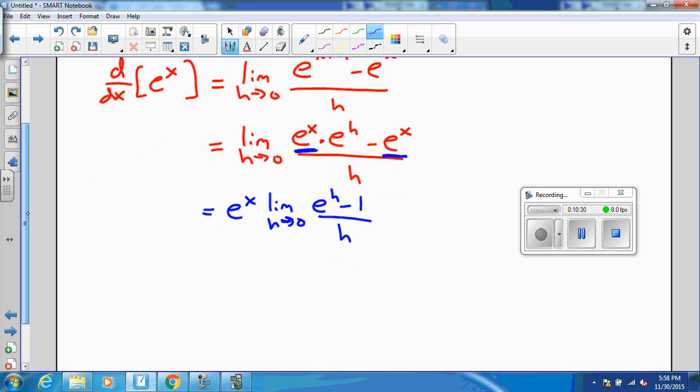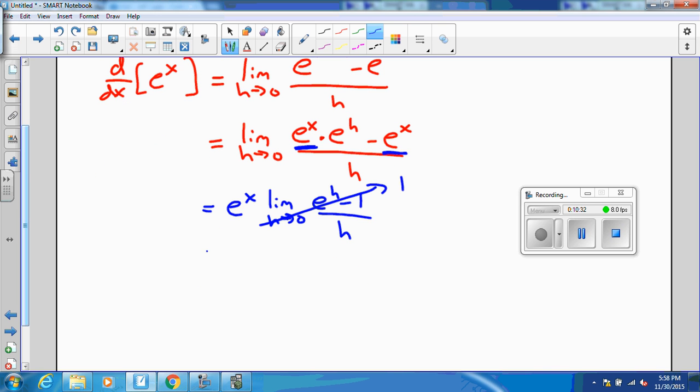But this is exactly our special limit that we discovered up here. So this limit goes to 1, and what I'm left with is e to the x times 1, so that the derivative of e to the x is itself. Look at that. The derivative of e to the x is exactly itself.